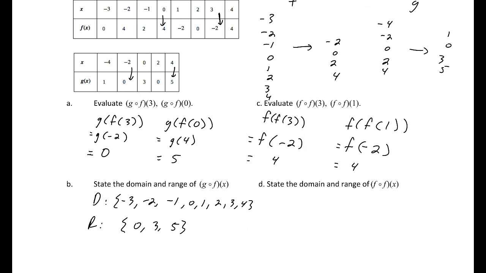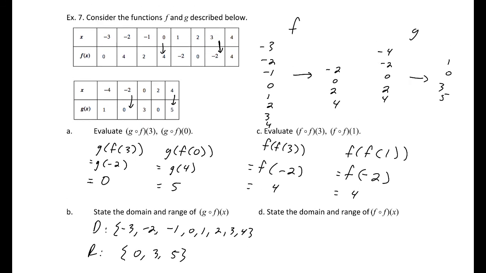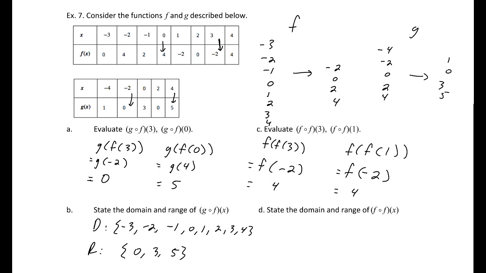Okay. State the domain and range of f of x. Okay, again, f maps these numbers here to these. Well, where do these go under this table? -2 goes to 4. Okay, so our output is a 4 there. Okay, so our domain is simple. Our domain is -3, -2, -1, 0, 1, 2, 3, and 4.